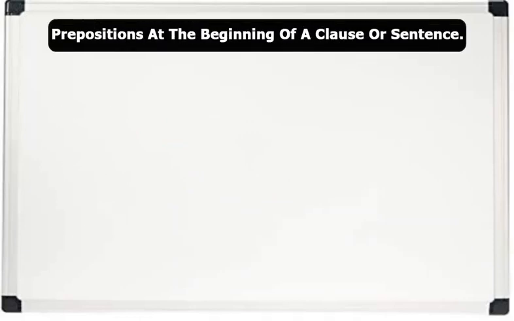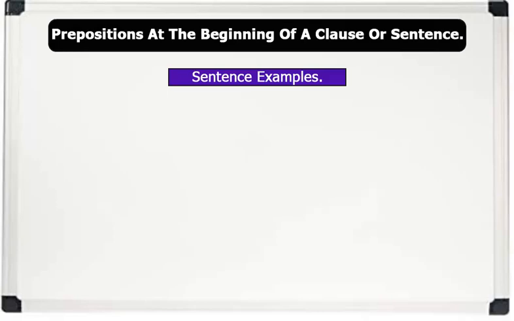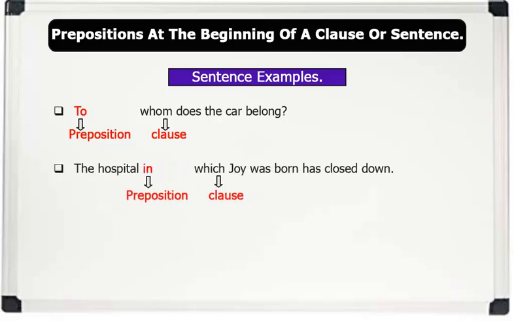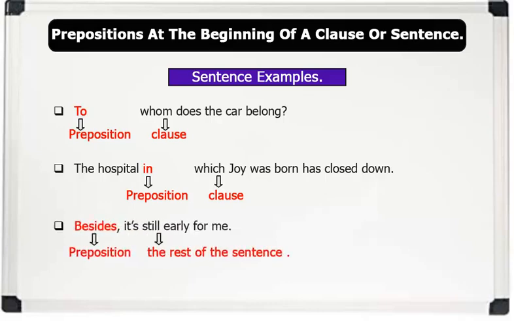Prepositions at the beginning of a clause or sentence. Sentence examples. 1. To whom does the car belong? 2. The hospital in which Joy was born has closed down. 3. Besides, it's still early for me. If you take a close look at the above sentences, you will notice that the preposition started the clauses or the sentence. Let's go over to assignment.